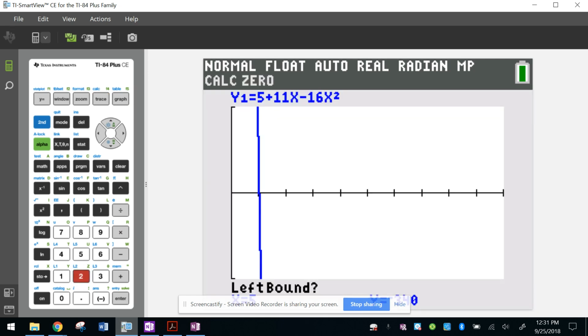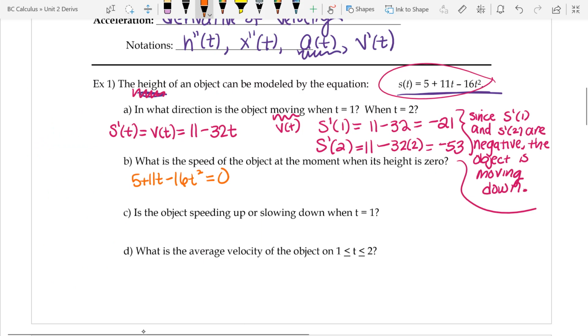That looks like it hits at about 1. So left bound is 0, right bound is 2. I'm going to guess at about 1. Look at that. My 0 is at exactly x equals 1. So that's going to happen at t equals 1. So the height is 0 at t equals 1.